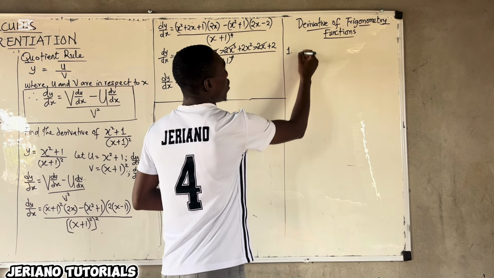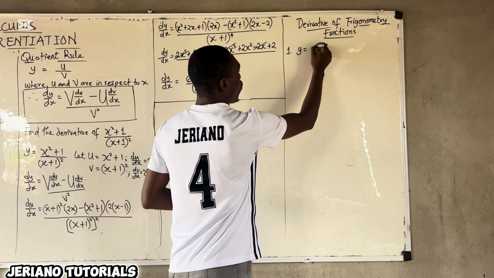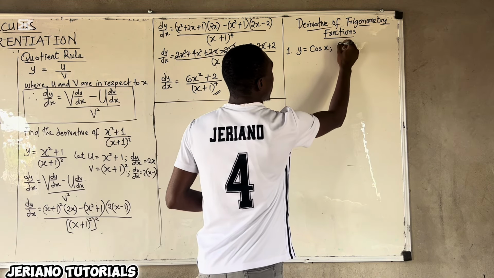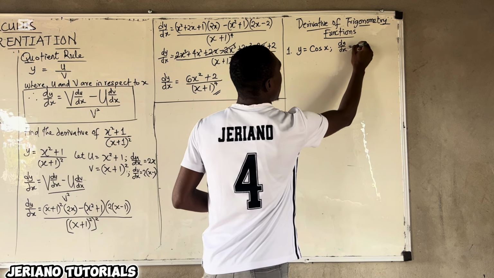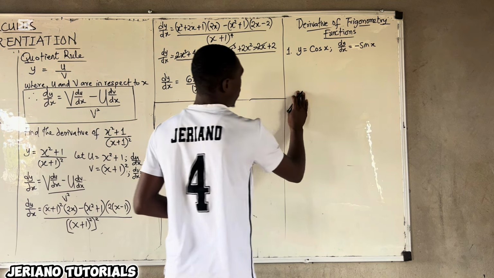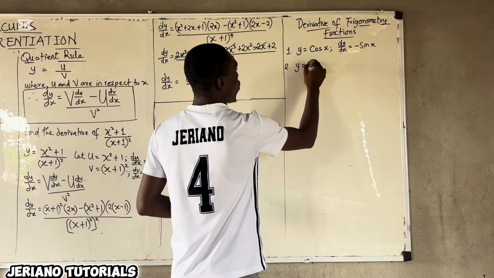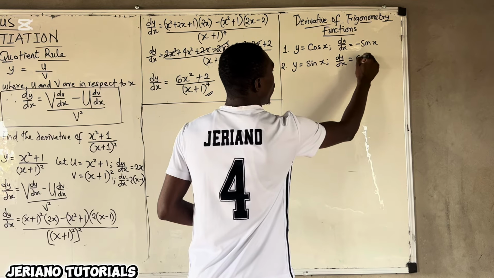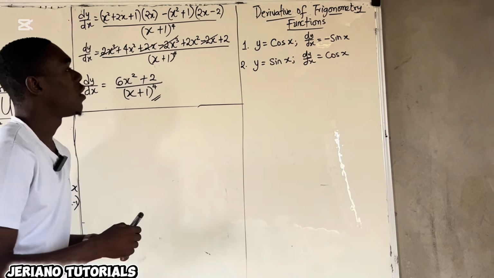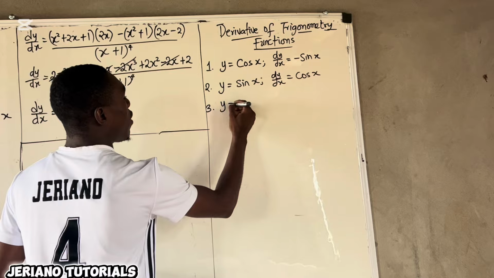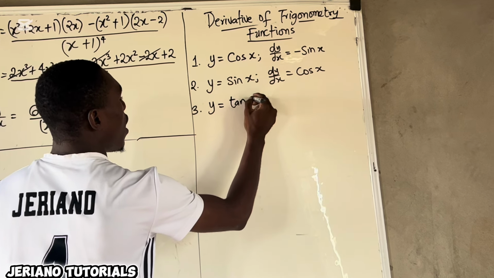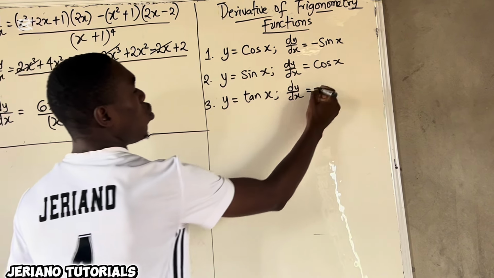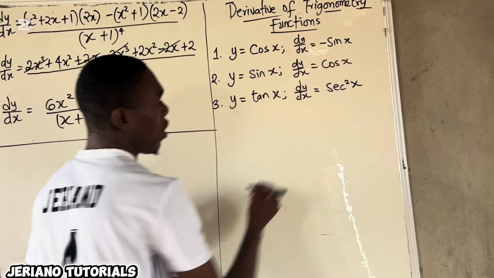Now the first one, when y is equated to cos x, the derivative of cos x is minus sine x. The second one, when y is equated to sine x, the derivative is just a positive cos x. And then the third one, when y is equated to tan x, the derivative is equated to sec squared x.